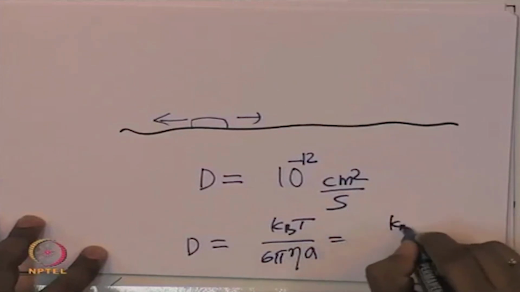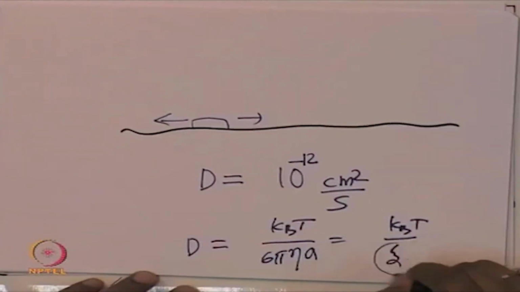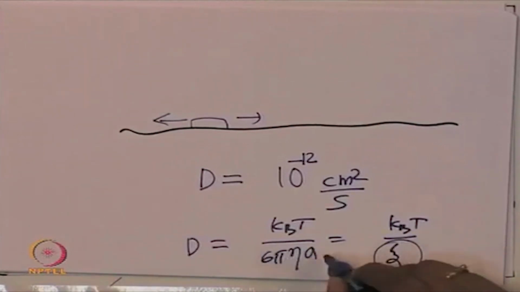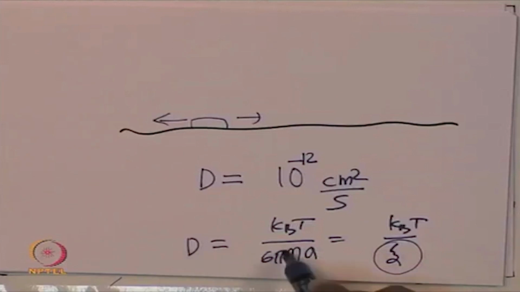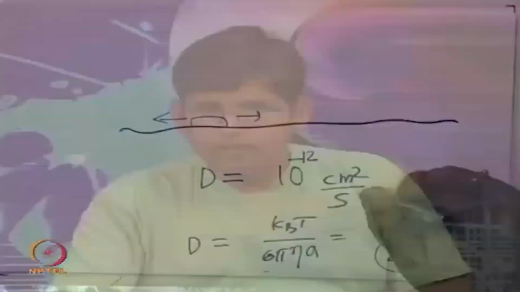If you want, you can write k B T by zeta, and this is basically the viscous drag. Whatever is in the bottom, 6 pi eta a, is the viscous drag. We know D, and of course we know k B and T, so we have to just calculate this. It is a very simple thing, just applying Einstein's relation: given the diffusion coefficient we can compute this quantity, which is 6 pi eta a. Okay, so now let's calculate it.